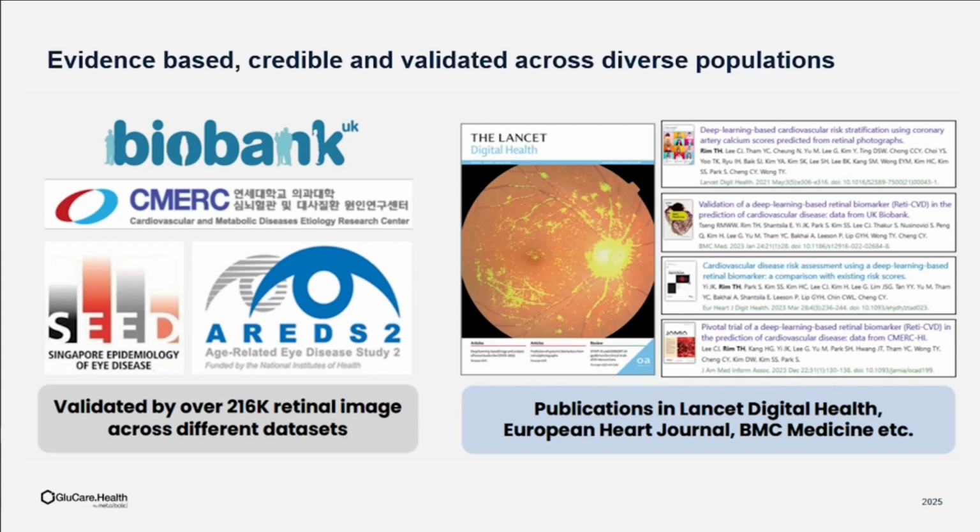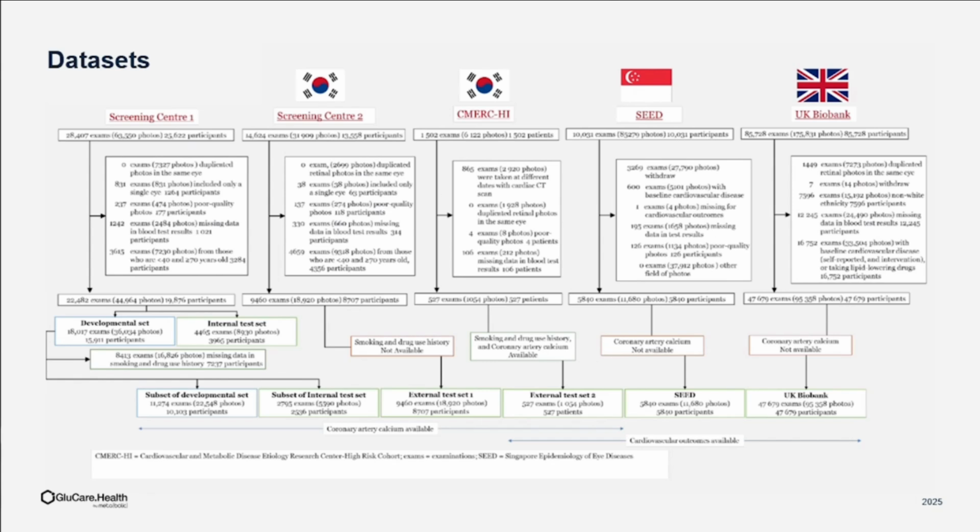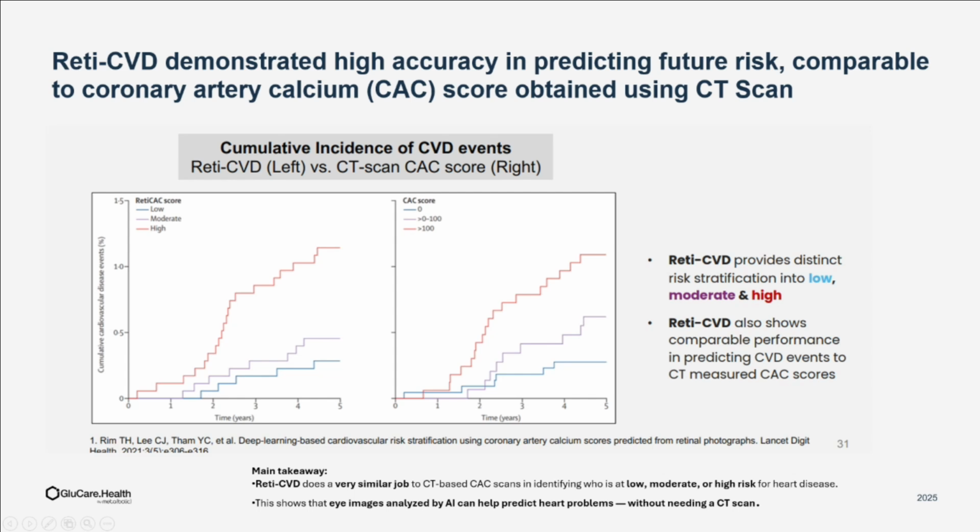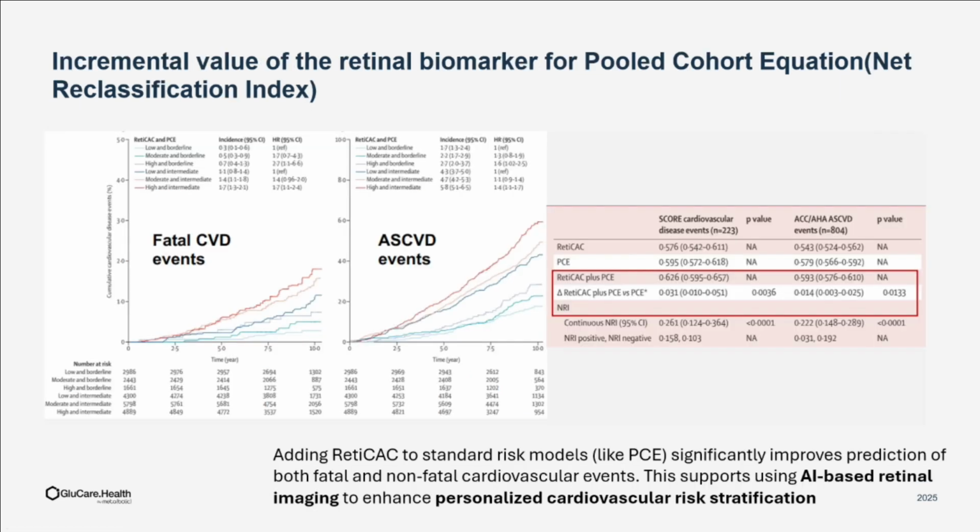As I told you before, the data is massive. They published data using more than 200,000 retinal images across Singapore, Korea, and the UK Biobank. These are data from the Lancet study, and the main takeaway is that Retinal CVD does a very similar job to the CT coronary artery calcium score. It identifies patients at low, moderate, and high risk. But when we add Retinal CVD to the tools that we already have, adding, for example, the pooled cohort equation, we can have a more precise and personalized cardiovascular risk stratification.